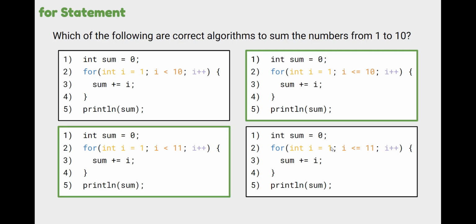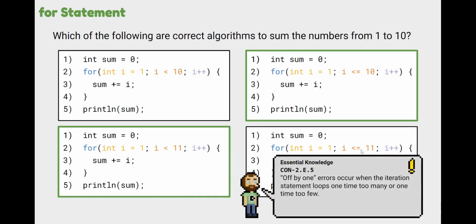Bottom right, we're starting I at 1. We're looping while I is less than or equal to 11, and we're going up by 1 every time, and we're adding I into the sum. This will sum the numbers from 1 to 11. This one will not work properly. This aligns with our essential knowledge. Off by 1 errors occur when the iteration statement loops 1 too many or 1 too few times.